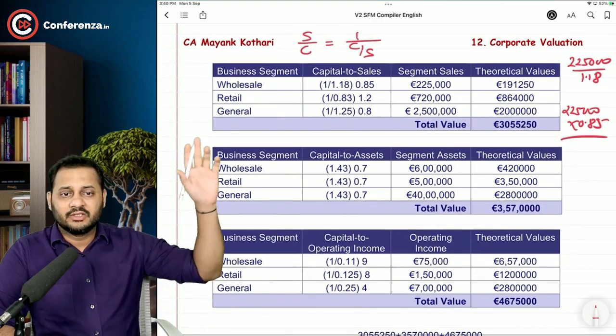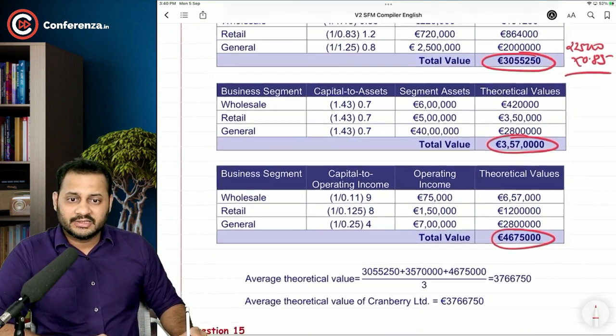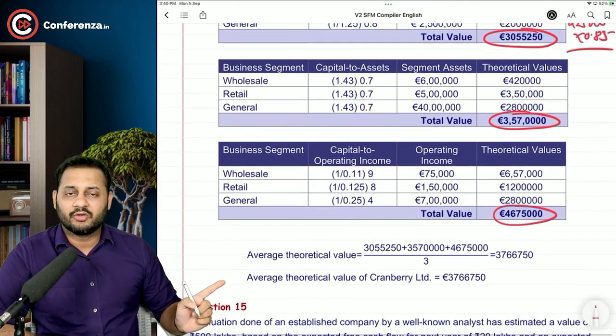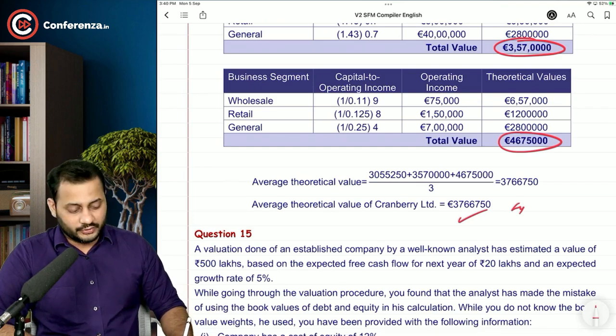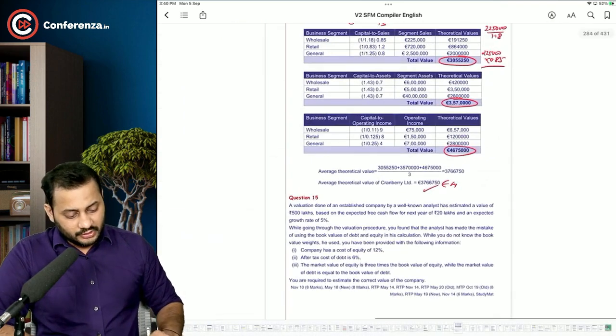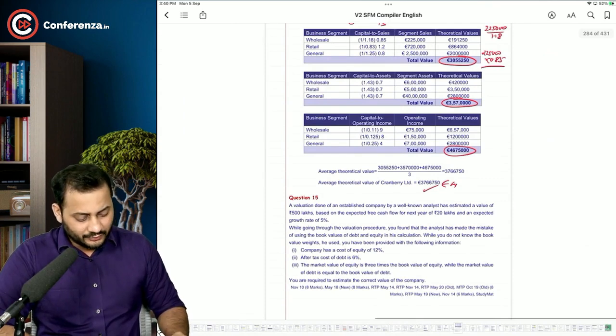Now the rest of the things are the same. You are going to calculate the market value based on the three different bases and then average it out to calculate the theoretical value. In this case, the theoretical value is less than 4 million euros. In this question also, the market value seems to be 4 million euros for this company. Let's have a look.